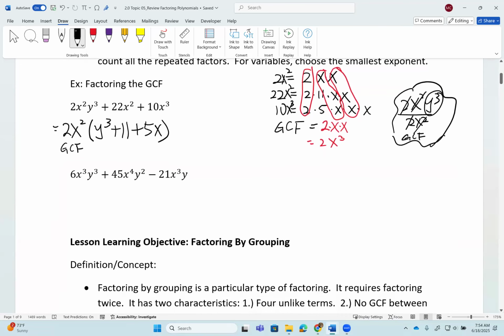Okay, let's try another one. Okay, greatest common factor between 6, 45, and 21. You can break it down like I did up here, or if you know your times table pretty well, you know 3 is inside all three of these terms, right? 3 can go into 6, 3 can go into 45, 3 can go into 21. For the x, variable x is repeated between all three terms. The smallest exponent is the third power, so that's why they can factor out. The variable y is repeated between all three terms. The smallest exponent is y to the first, so I can factor that out. So this is my greatest common factor.